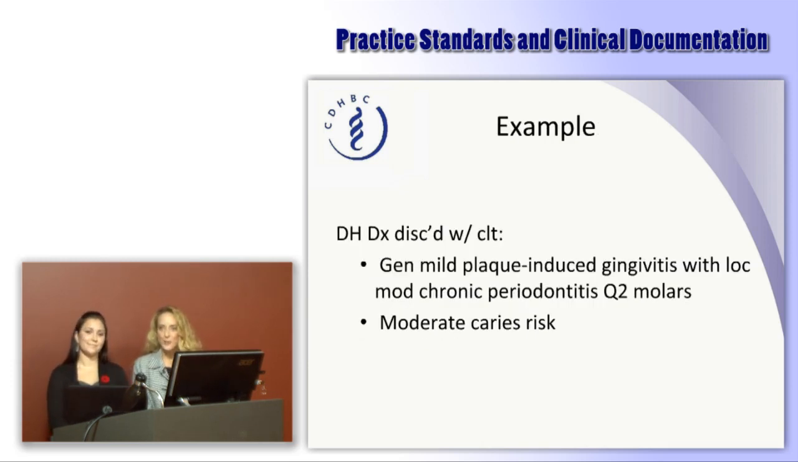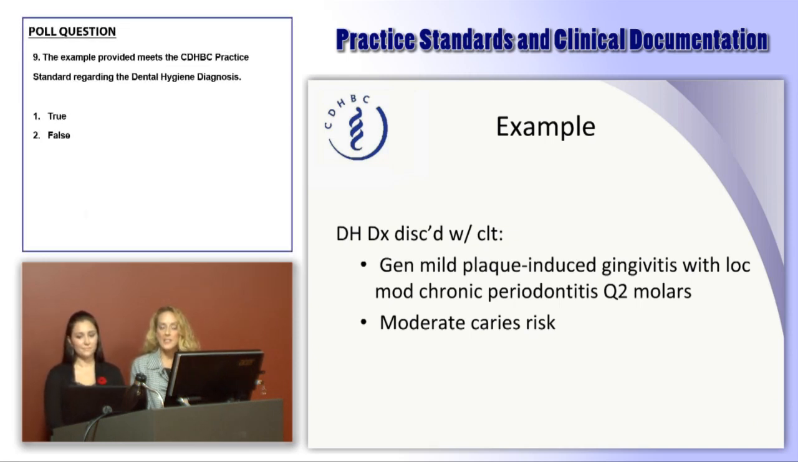So in this next question, we do have an excerpt from the chart. The dental hygienist wrote that the dental hygiene diagnosis was discussed with the client. That diagnosis was generalized mild plaque-induced gingivitis with localized moderate chronic periodontitis in the quad 2 molars, as well as a moderate caries risk. This following information meets the CDHBC practice standards regarding the dental hygiene diagnosis. Is this true or false? I'll open the polling.